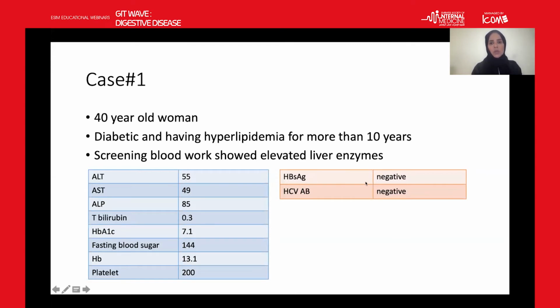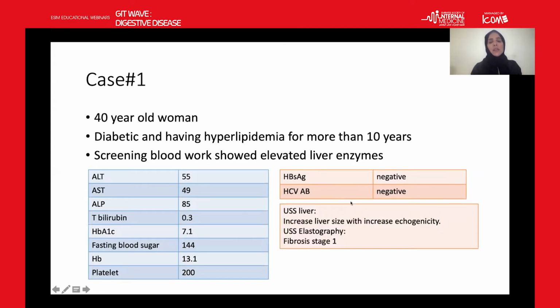However, you have to screen it for every patient. Hepatitis B surface antigen and hepatitis C antibody both have to be screened for the patient, and they came back negative for her. You do the abdominal ultrasound, and the abdominal ultrasound showed increased echogenicity of the liver, which is suggestive of fatty liver disease.